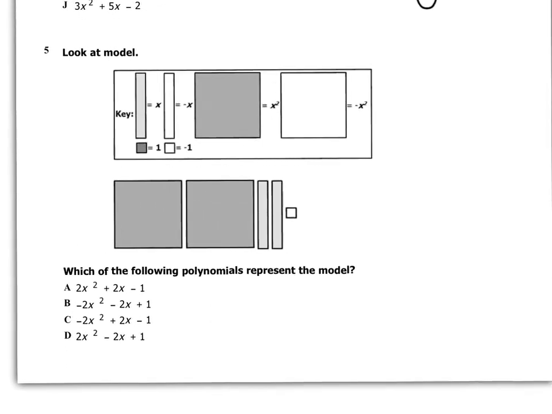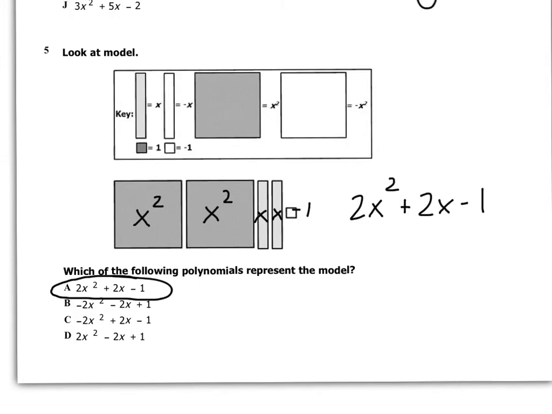All right. This one's easier, but the key is still the same. Always double check your key. You never know when they'll switch it on you. Shaded one x, open one -x, shaded square x squared, open square -x squared, shaded little unit 1, unshaded unit -1. Add it up. What do we got? Well, we got an x squared, another x squared, an x, and a -1. So 2x squareds, 2 x's, and a -1. There it is. 2x squared plus 2x minus 1.